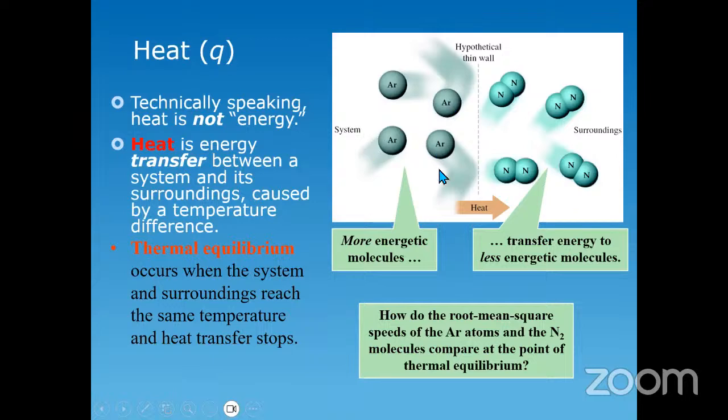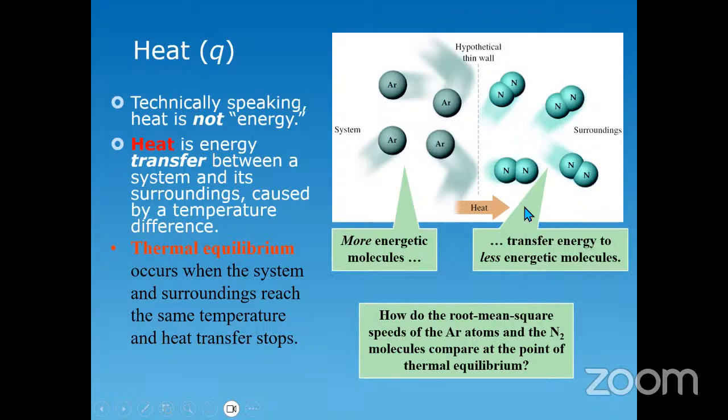So to explain this further, let's look at this hypothetical situation. So let's say you have a hypothetical thin wall which allows energy to pass through. And on this side of the wall, which represents the system, you have a collection of argon molecules. On this side of the wall, which represents the surrounding, you have nitrogen molecules, which would be the major component of the air that we breathe. About just under 80% of the air we breathe is nitrogen, right? So let's say that these molecules here are more energetic than the nitrogen molecules. So what will happen is that when these molecules bounce on the hypothetical wall, energy will transfer from the argon side to the nitrogen side.